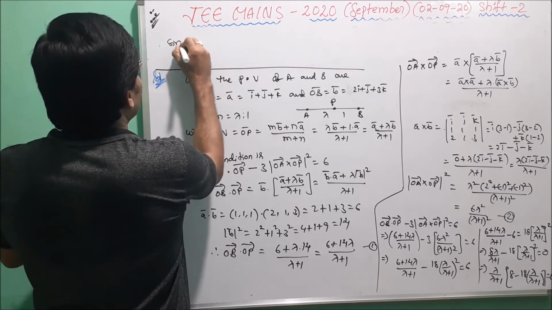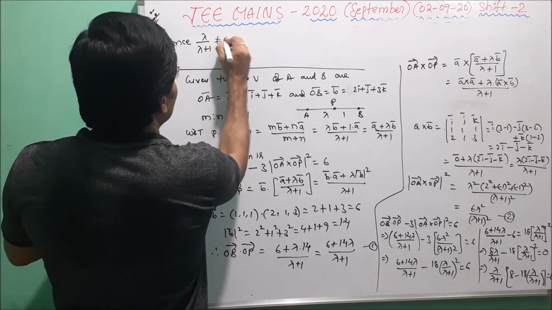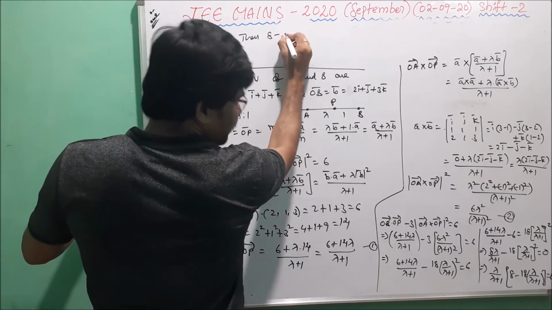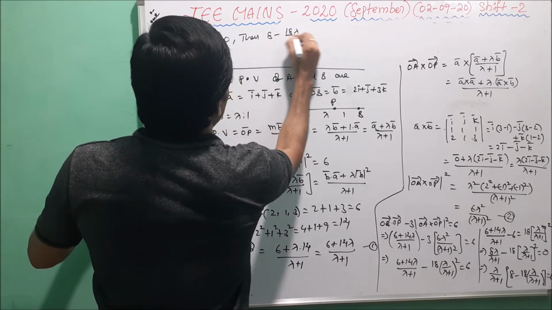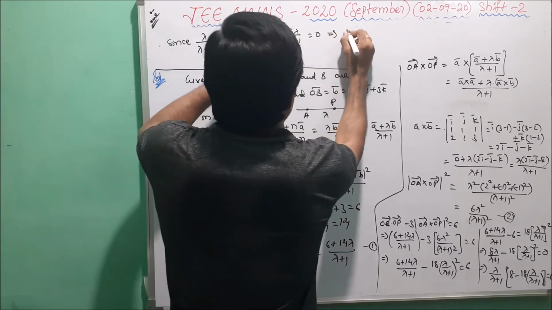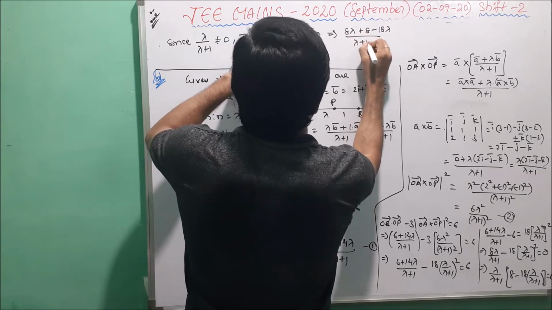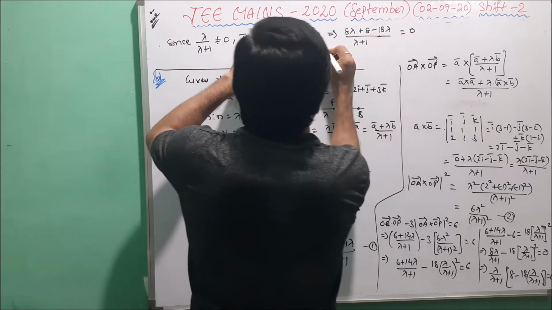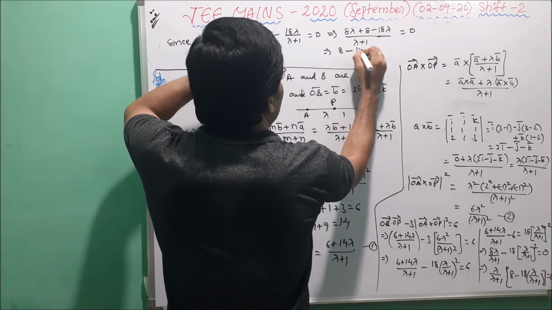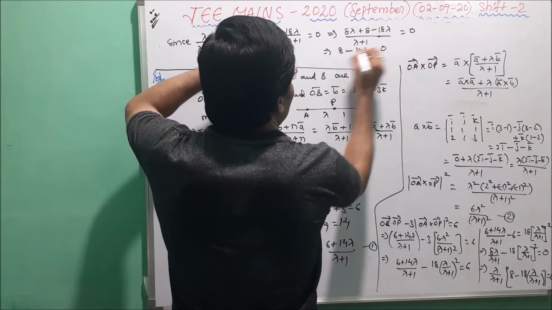Since lambda by lambda plus 1 is not equal to 0, the remaining value 8 minus 18 lambda by lambda plus 1 equals 0, which implies we take LCM: 8 lambda plus 8 minus 18 lambda by lambda plus 1 equals 0. Now here, 8 minus 10 lambda, here we take lambda plus 1 to the right side, lambda plus 1 into 0 is 0.